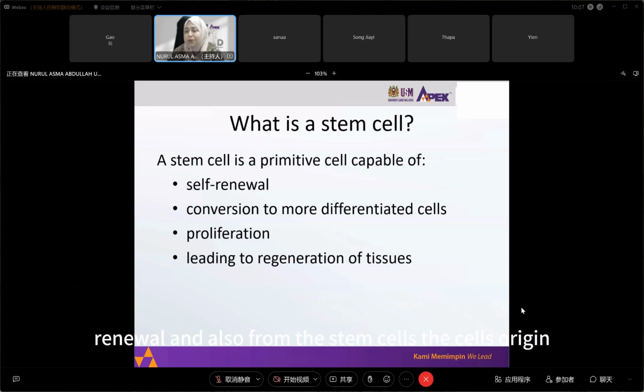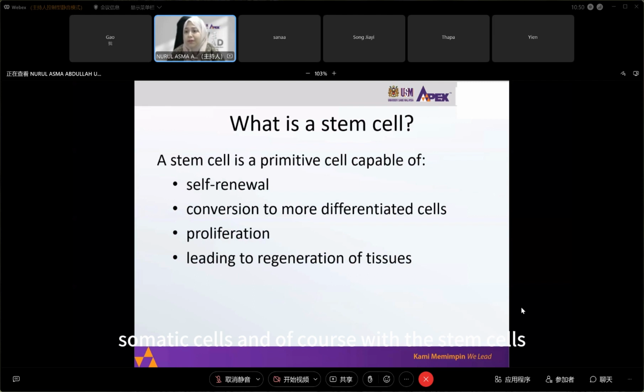renewal. And also from the stem cells, the cell's origin, it can be differentiated into many types of different cells depending on the microenvironment. So how the stem cells from the native formation differentiate into different types of cells in our body. Basically, it depends on the microenvironment. And what are the factors or the environment that favor the stem cells to differentiate into certain types of somatic cells.